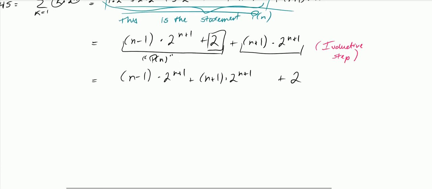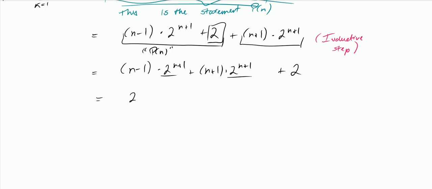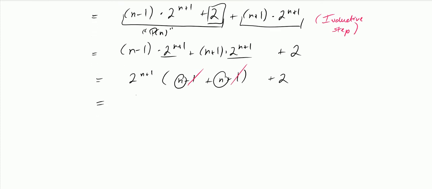Now I'm going to factor out 2 to the n+1, and what I get is (n minus 1) plus (n+1), plus 2. I observe that my minus 1 and my 1 cancel, and I'm left with n plus n. So that's actually 2 to the n+1 times 2n, because n plus n is just 2n, plus 2.